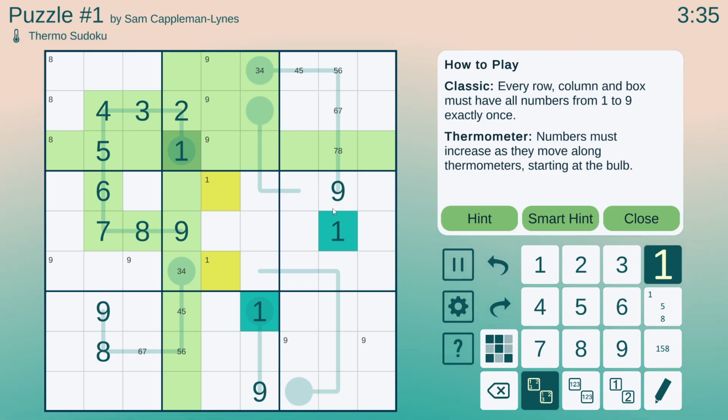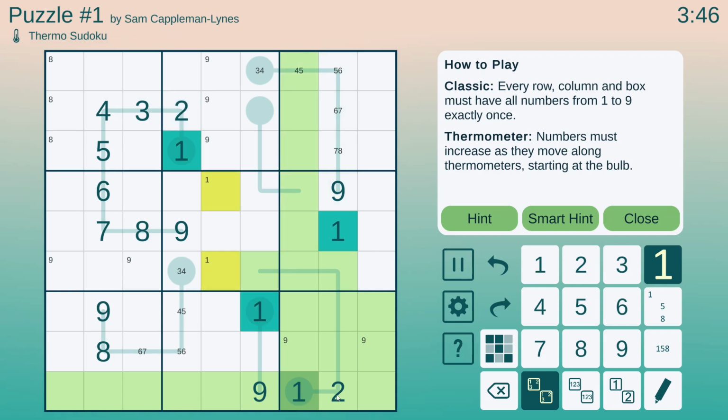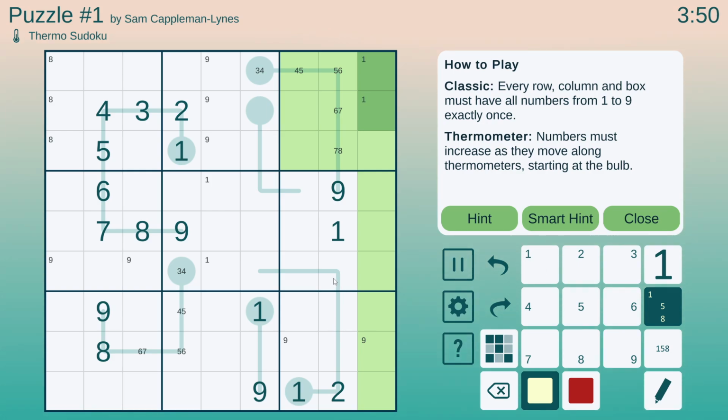Oh, does it keep going? Where does 2 go? Can only go here, because this is a 5 or a 6, so that's gotta be a 2. And now this has to be a 1, because it has to be less than 2, and only 1 is less than 2. And I think we can keep going.